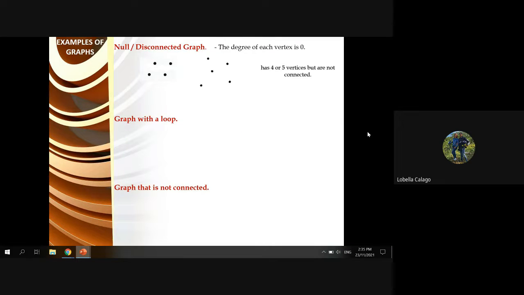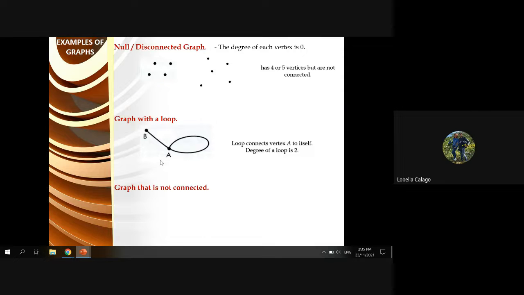Okay. Ang tinawag dito is null or disconnected graph because wala po silang line. Ayan. Walang connection yung line. Therefore, the degree of each vertex is zero. Since there is no line, there is no degree. Then the degree is zero. Then this is a graph that is what we call a null graph or disconnected graph. The graph with a loop, kasi may loop siya, ibig sabihin, from point A ay bumalik siya uli sa point A. So loop po yung tawag dyan.